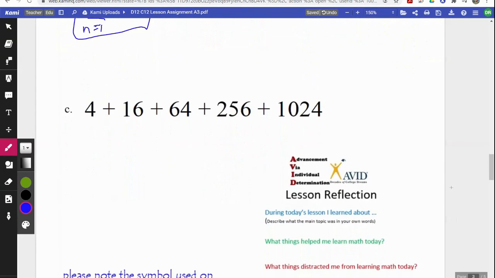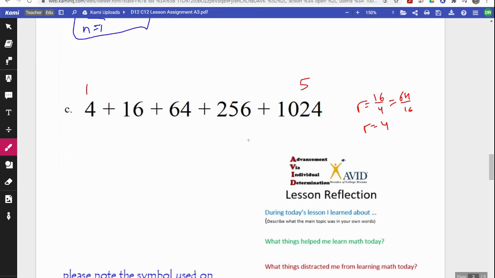All right, last one. First term is 4. Second term is 16, then 64, then 256. So if you're not sure what's happening here, it's not arithmetic. They're jumping up not by the same amount. You could figure it out by doing 16 divided by 4 or 64 divided by 16. Either way, r is going to be 4. We have the first term right there, and we have the fifth term right there. So we know this already.